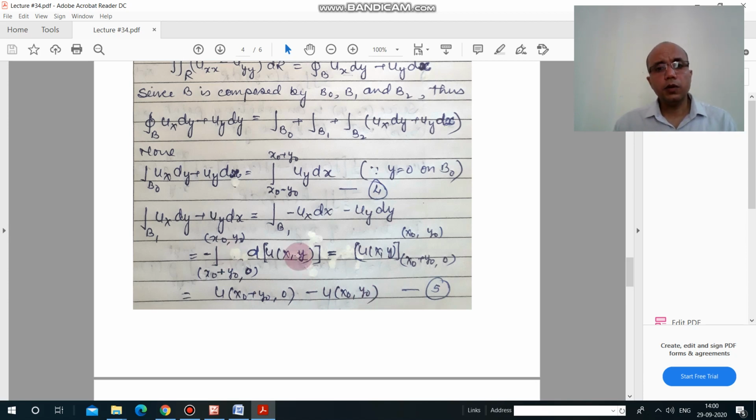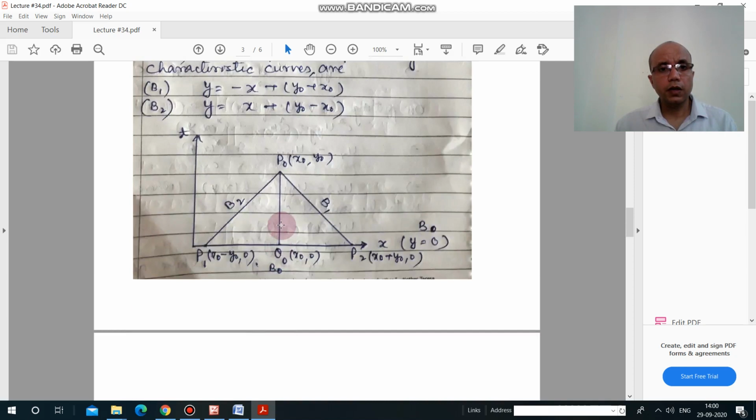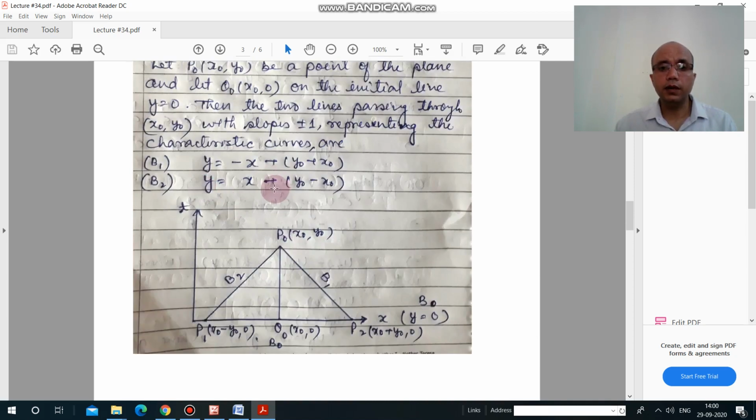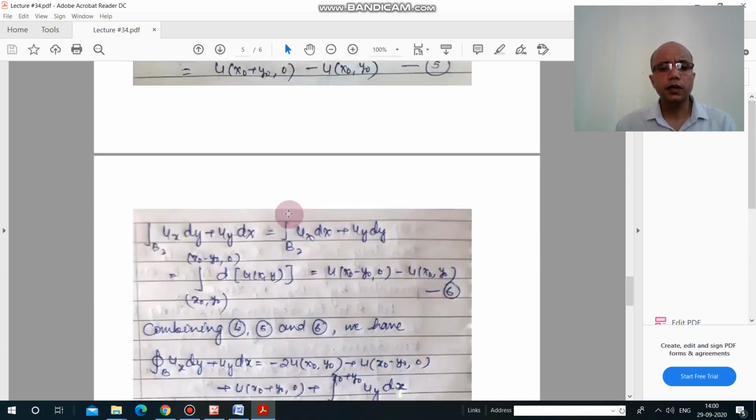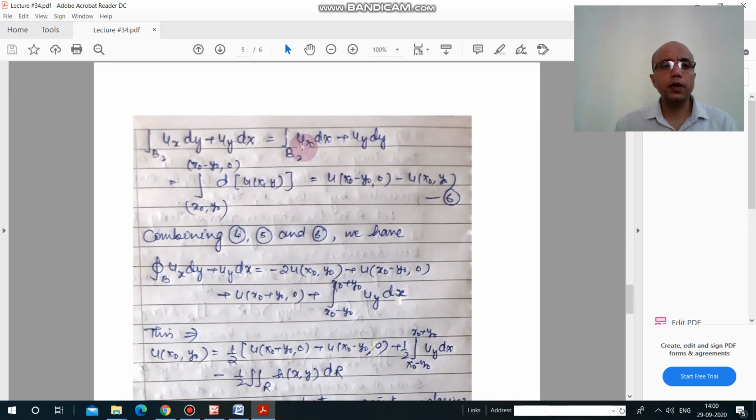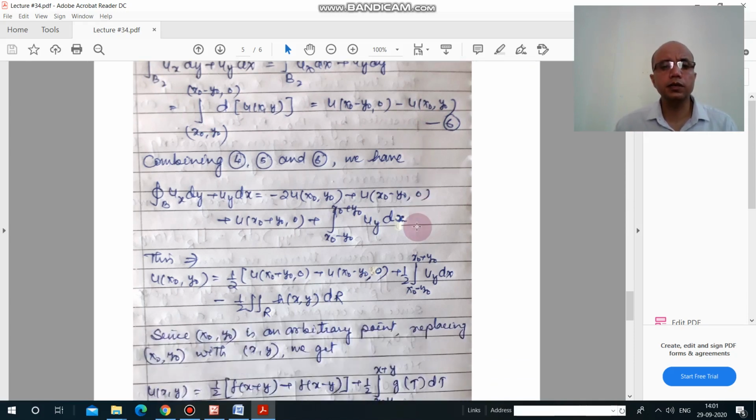Now similarly you can calculate b2. Along b2, dy equal to dx, so the same procedure applies. Put dy equal to dx and dx equal to dy, write it as d of u(x,y) and apply these limits. Then you will get the b2 part equal to u(x0 minus y0, 0) minus u(x0, y0). Now combine all three integrals, and you will get the value of the integral over the closed curve B. So you will get this expression.